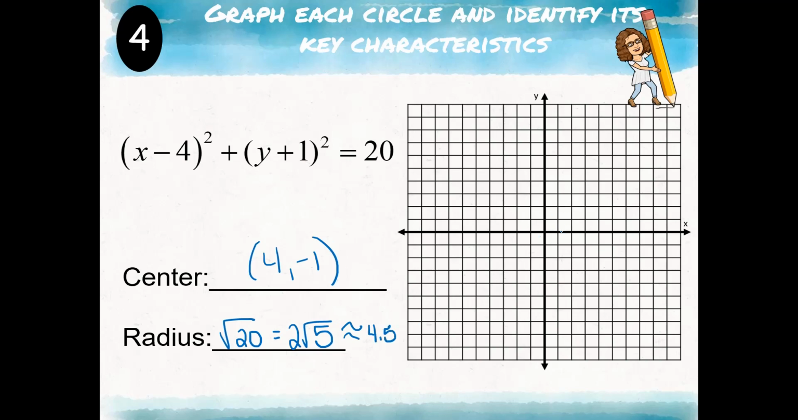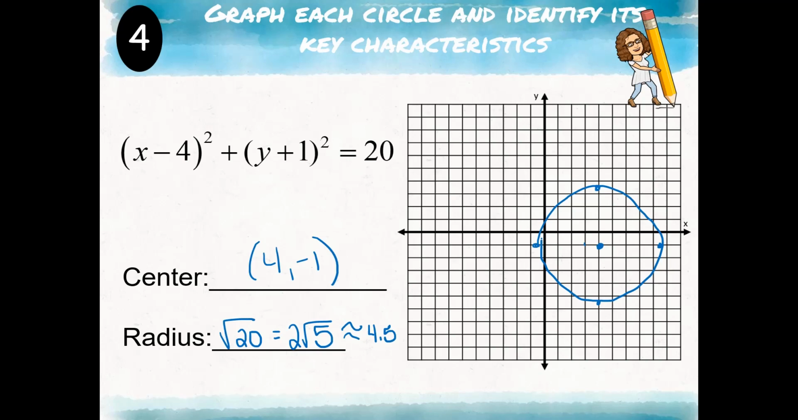So I'm going to go 4, negative 1. 1, 2, 3, 4, yes. And then 4.5: 1, 2, 3, 4 and a half. Up, down, left, and right, each 4 and a half. There's my circle.